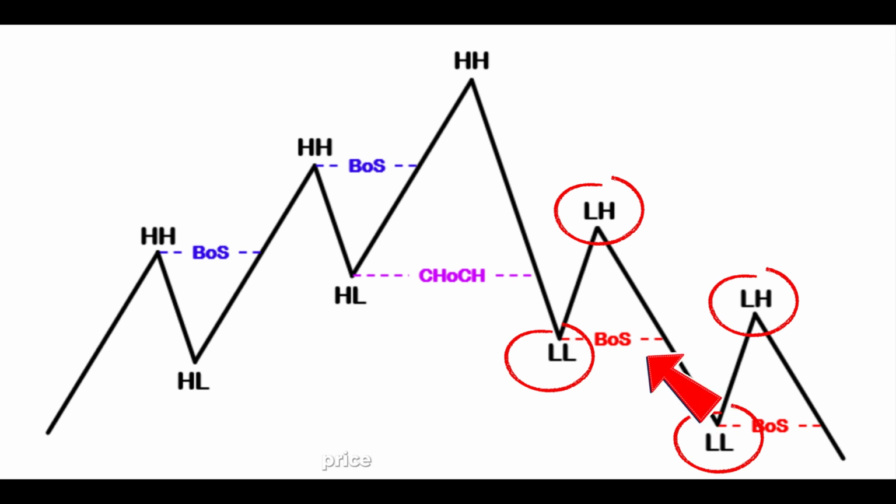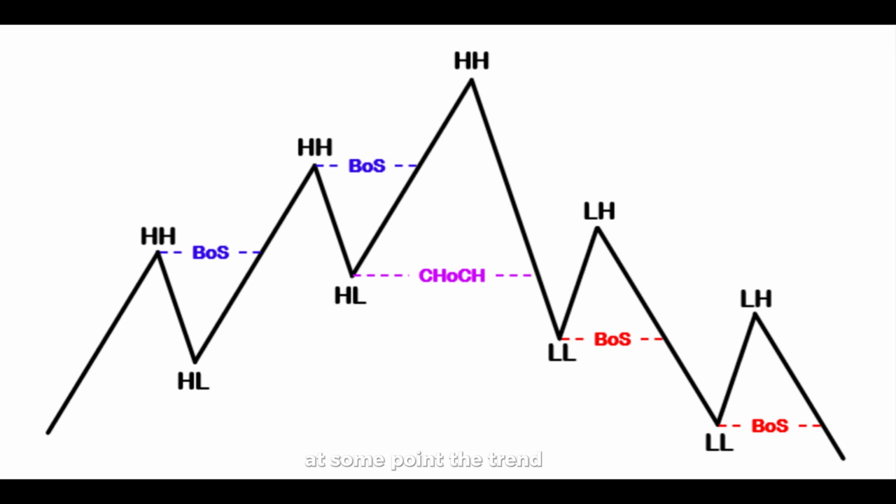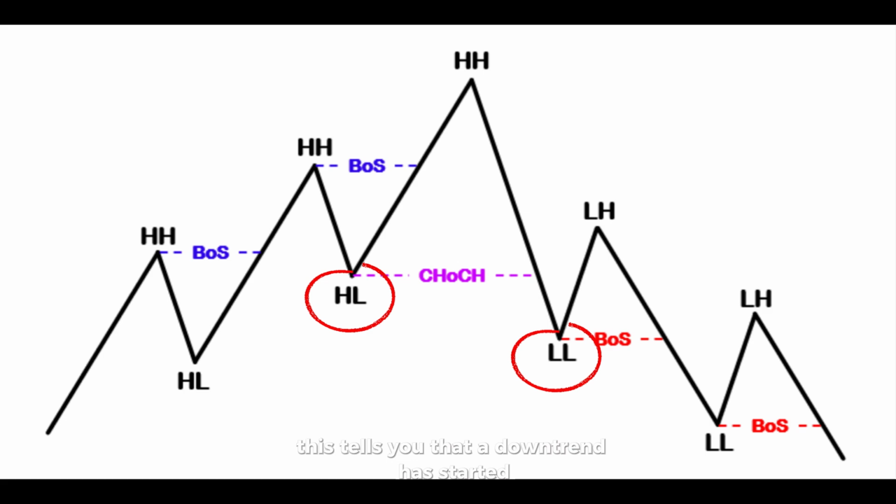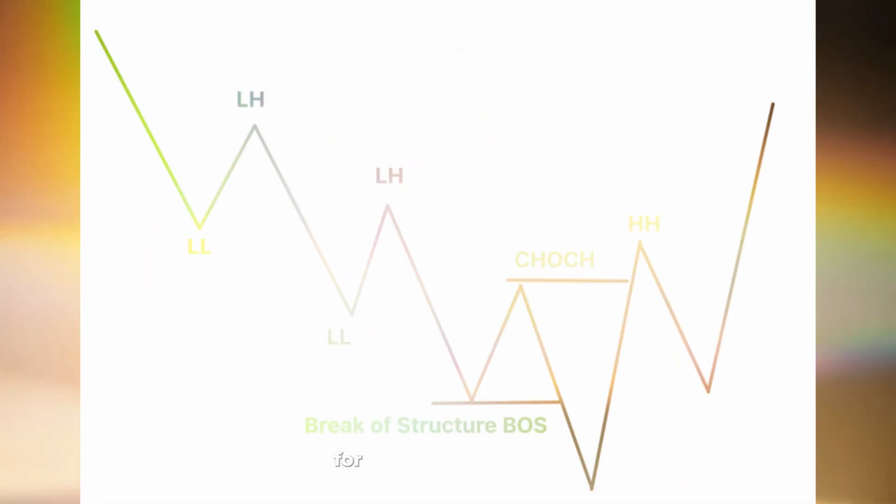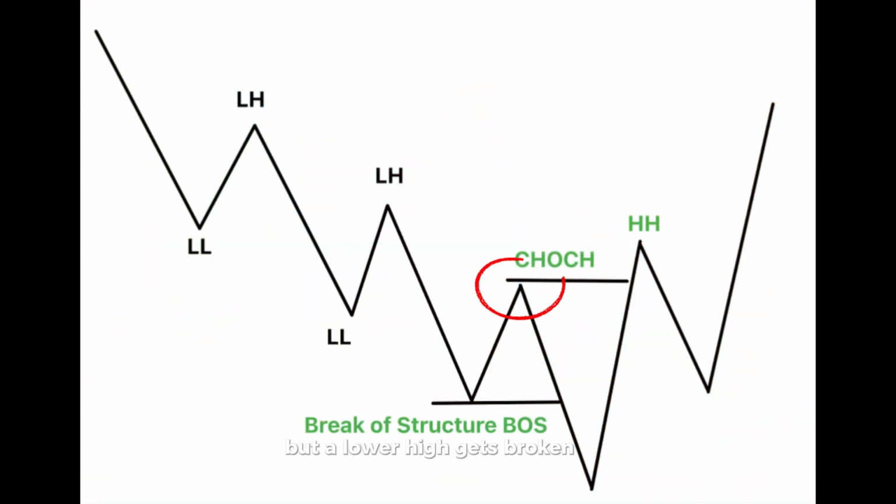But here's the key: price doesn't trend forever. At some point, the trend shifts. This is called a change of character, or CHoCH, and it signals that the market may reverse or slow down. So remember, a change of character appears when the higher low in an uptrend is broken, and the price closes below it. This tells you that a downtrend has started and that supply is now in control. For bearish, it's the same, but a lower high gets broken, and the price closes above it, showing that an uptrend has started and demand is in control.